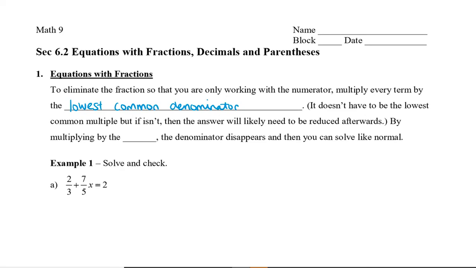Now, it doesn't have to be the lowest common multiple, but if it isn't, then the answer will likely need to be reduced afterwards. So try to find the lowest common denominator, otherwise known as the LCD. Now, by multiplying by the LCD, the denominator disappears, and then you can solve it like normal. So let's take a look at an example.